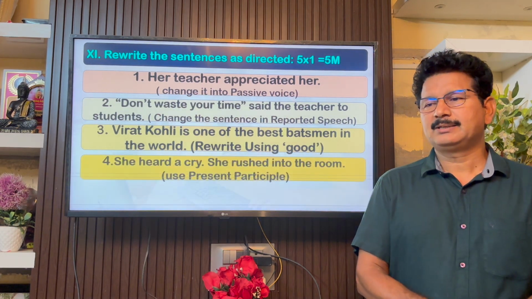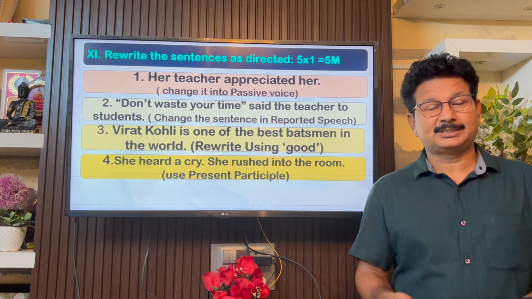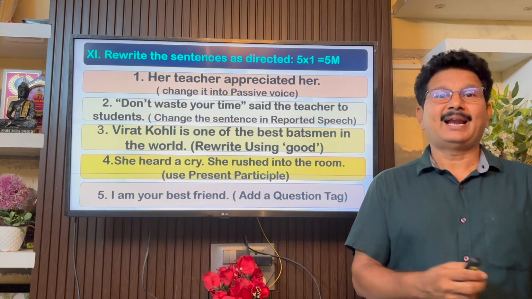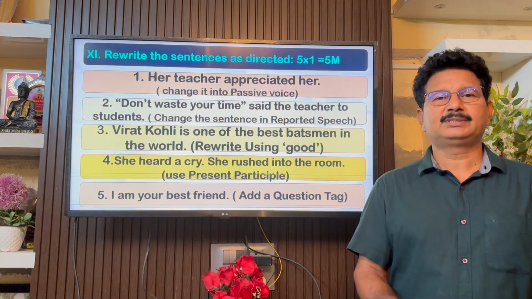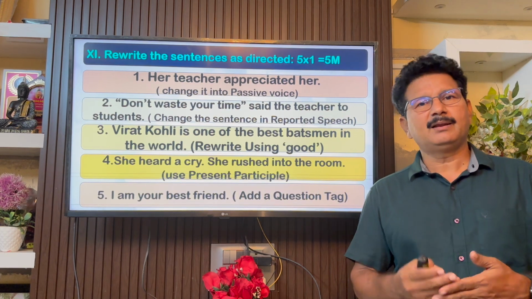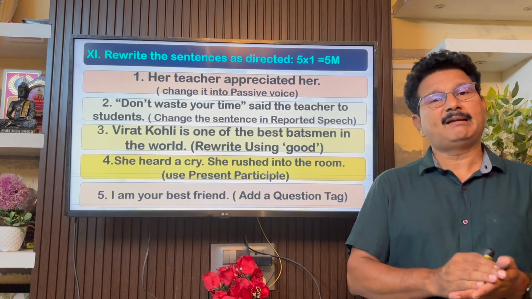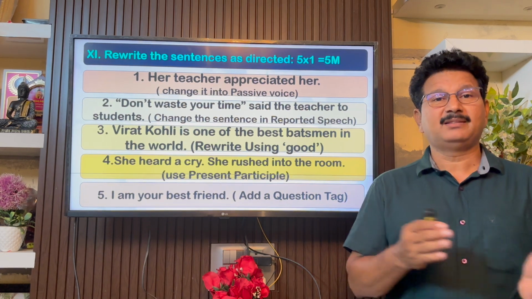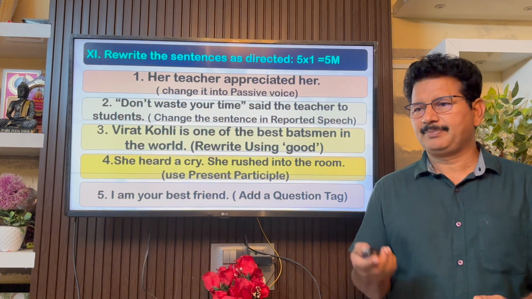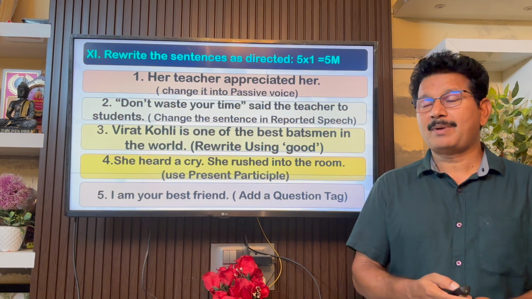So the next one is "She heard a cry. She rushed into the room." Use present participle. Or "I am your best friend." Add a question tag. These are the different questions. The first one is passive voice, then reported speech, then degrees of comparison, and the fourth one, maybe you can get any sentence, combine the sentences using "so that" or "to" or any kind of things. And the fifth one is all about question tag. Right? Now let's look at one by one.